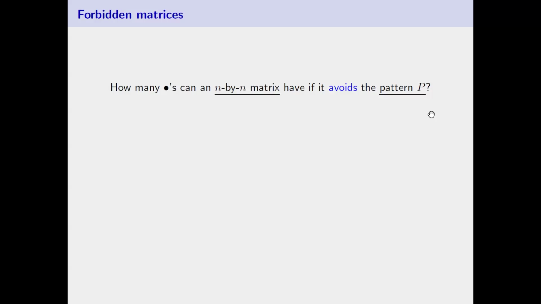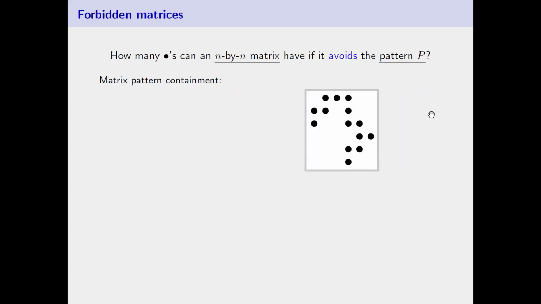but about matrices, which is very similar. You can think of them as 0,1 matrices, but for some reason, we often mark just zeros with empty spaces and ones with dots. So I will show these matrices with a lot of dots, but you can really think of them as 0,1 matrices. We can ask questions like this: how many dots can an n by n matrix have if it avoids some pattern? And what do I mean by that? Here is one pattern, for example, this 2 by 2 matrix.